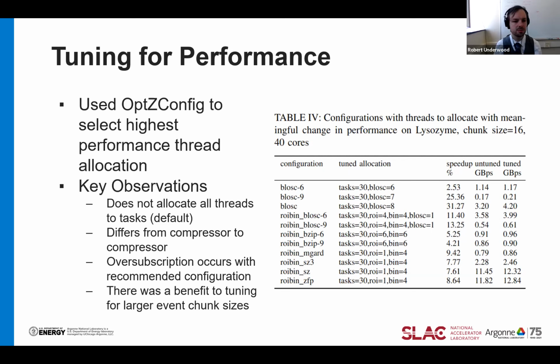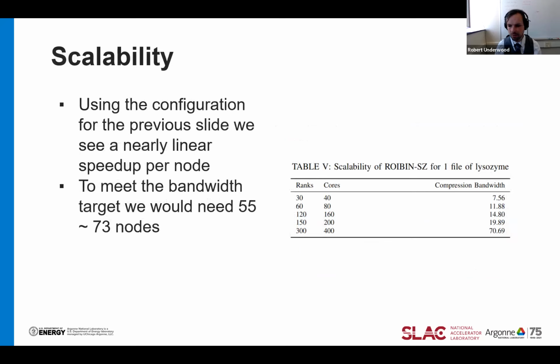Additionally, which was kind of a surprising result, it does choose a configuration with oversubscription of the 40 cores. This can be accounted to the fact that we're not using all of these threads at all times. And then we additionally see benefits for larger chunk sizes. I will cut the remaining talk a little bit short because we are running out of time on this talk. But we do see a basic linear scalability, and we can meet the bandwidth requirements with approximately 55 to 73 nodes. We may be able to get that down even further once GPU compressors are slightly more mature.